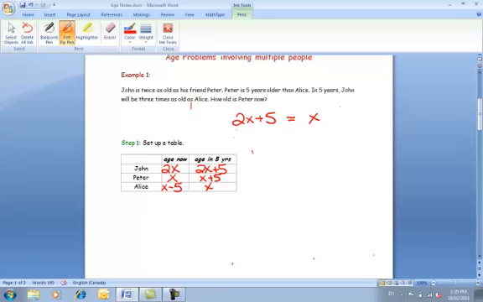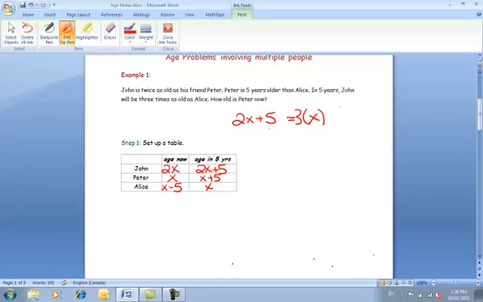Now, if this is going to be 3 times as old as Alice, we're either going to have to divide John's age by 3 or multiply Alice's age by 3. It won't matter which way you do it, but be cautious. If you do not like fractions, you might want to avoid dividing this part by 3 and just multiply Alice's age by 3. Always go back, read the question again, make sure you understand what it's asking. So, John will be 3 times as old as Alice, so I'm going to multiply Alice's age by 3.